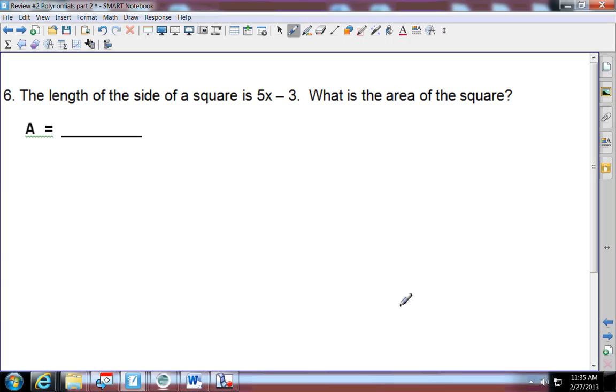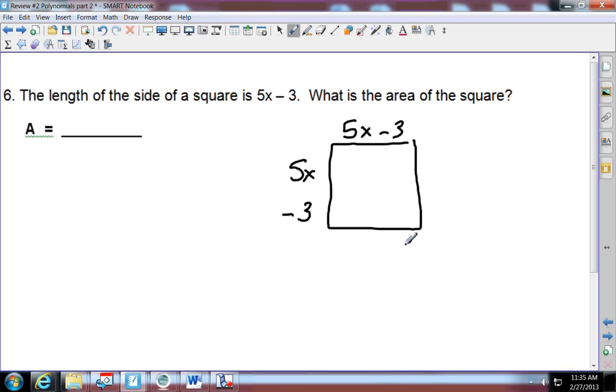Number 6. It says the length of the side of a square is 5x minus 3. What is the area of the square? Well, what's true about all squares? Their sides are the same. All the sides are the same. So that means that when I drew my square, this would be 5x minus 3, and this side would be 5x minus 3. When I want to find the area, remember area is length times width. So I'm just going to multiply these together.